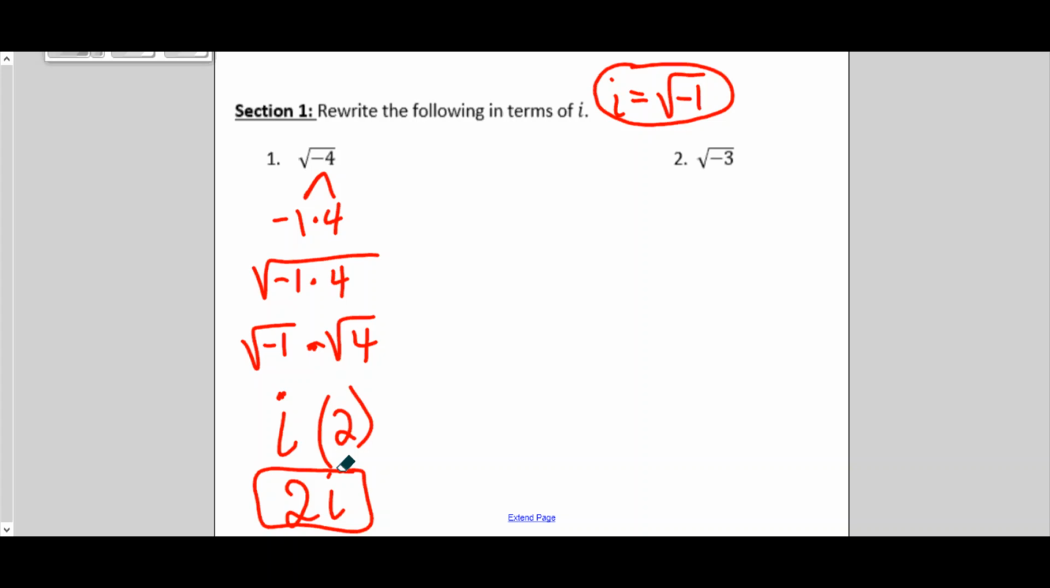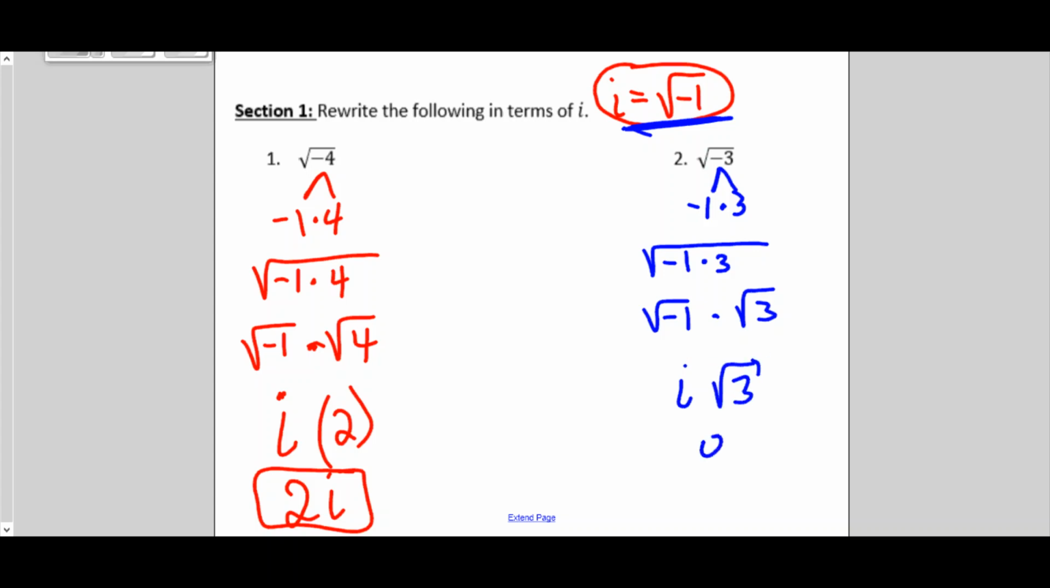In example 2, same idea. So square root of negative 3. There's a negative underneath the square root, so I'm going to break it apart as negative 1 times positive 3. Then apply your product property of square root. So this would be square root of negative 1 times 3. I can split this up as square root of negative 1 times the square root of 3. Square root of negative 1, we defined that. It's i. So this will be i square root of 3. Or if you'd like, you could say square root of 3 i. So either one of these is correct. Just make sure you don't put the i underneath the square root sign.